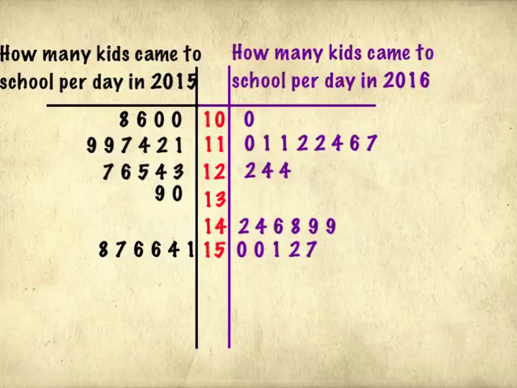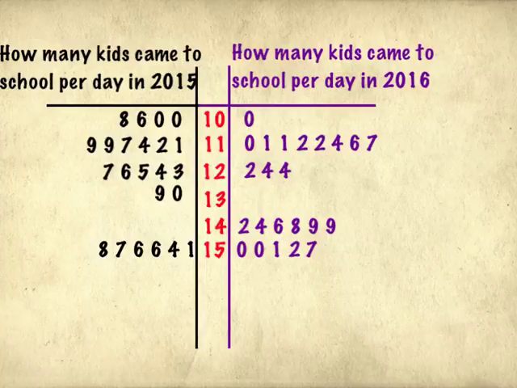So this is how many kids came to school per day in 2015. This is how many kids came to school per day in 2016. My stem is the same for both sides of the chart, but to see 2016 I read this way, and to see 2015 I read this way. So it's like I'm in Japan, reading right to left. Okay. That's all there is to a double stem and leaf chart.